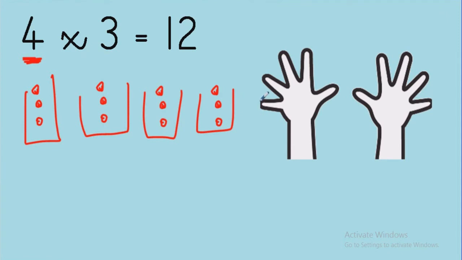I'll help you. 3, 6, 9, 12. 4 times 3 equals 12.